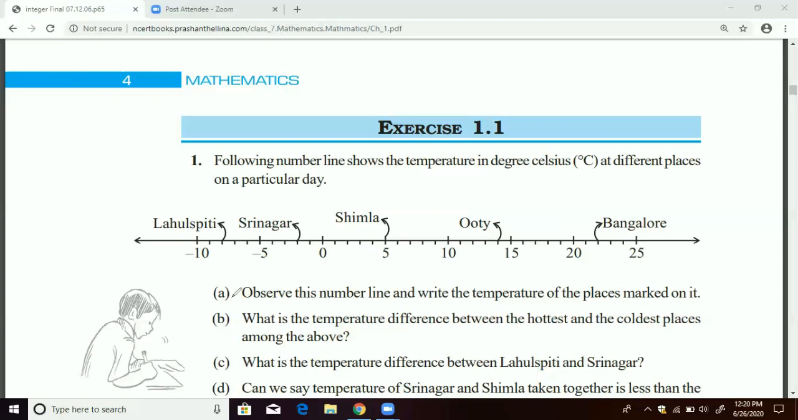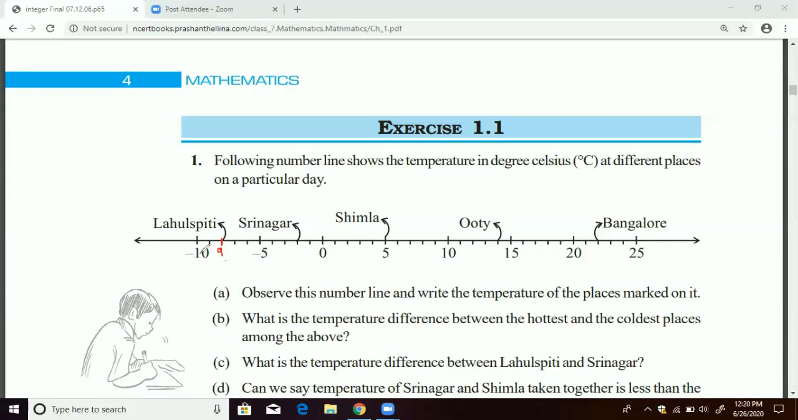So let's read the first question. Observe this number line and write the temperature of the places marked on it. So we have to find the temperature of each particular city. That means Lahaul Spiti. What is the temperature of Lahaul Spiti? We have to find. The temperature of Lahaul Spiti is marked on this point, so we have to find what is the value of this point.